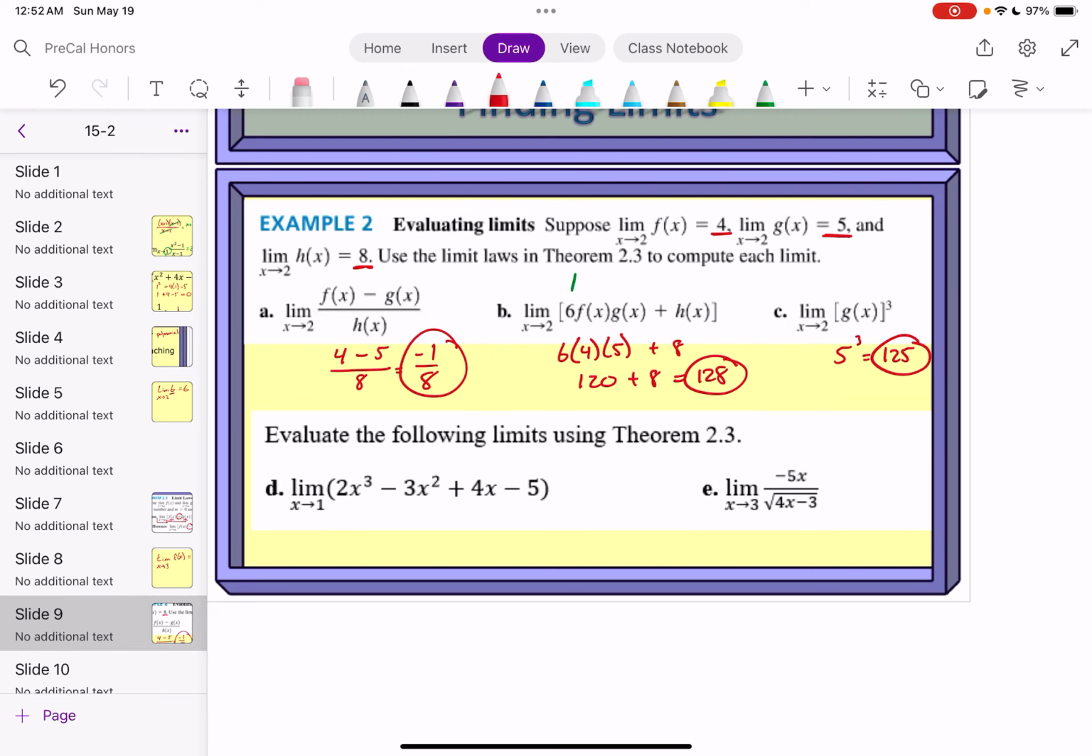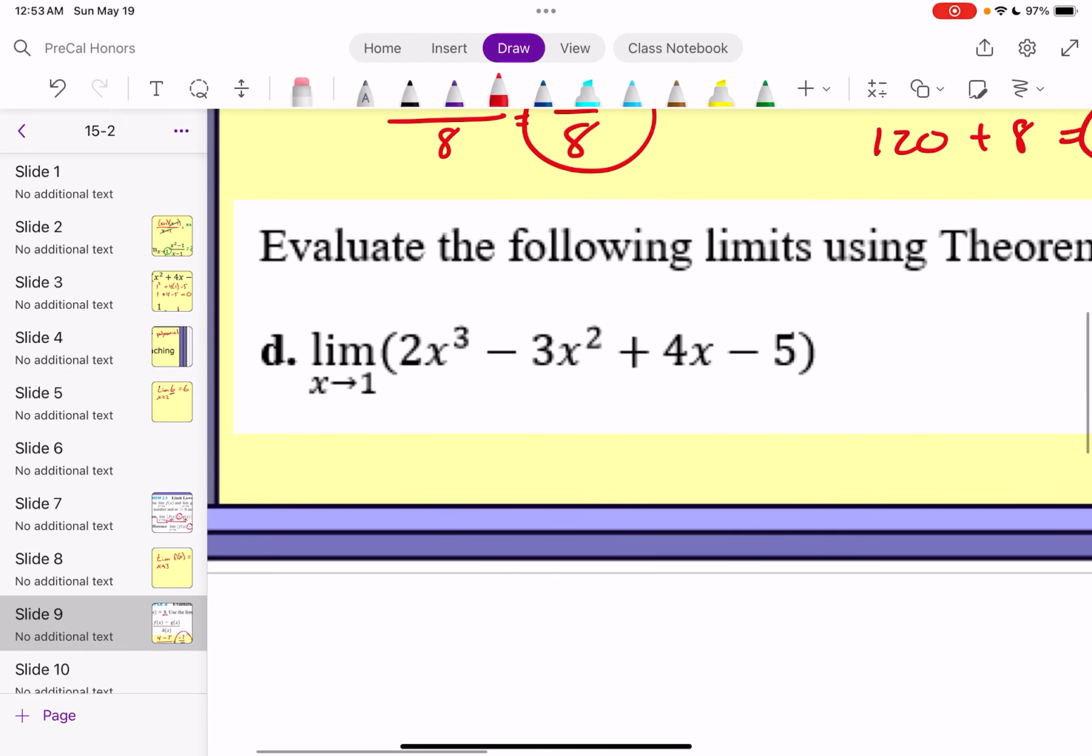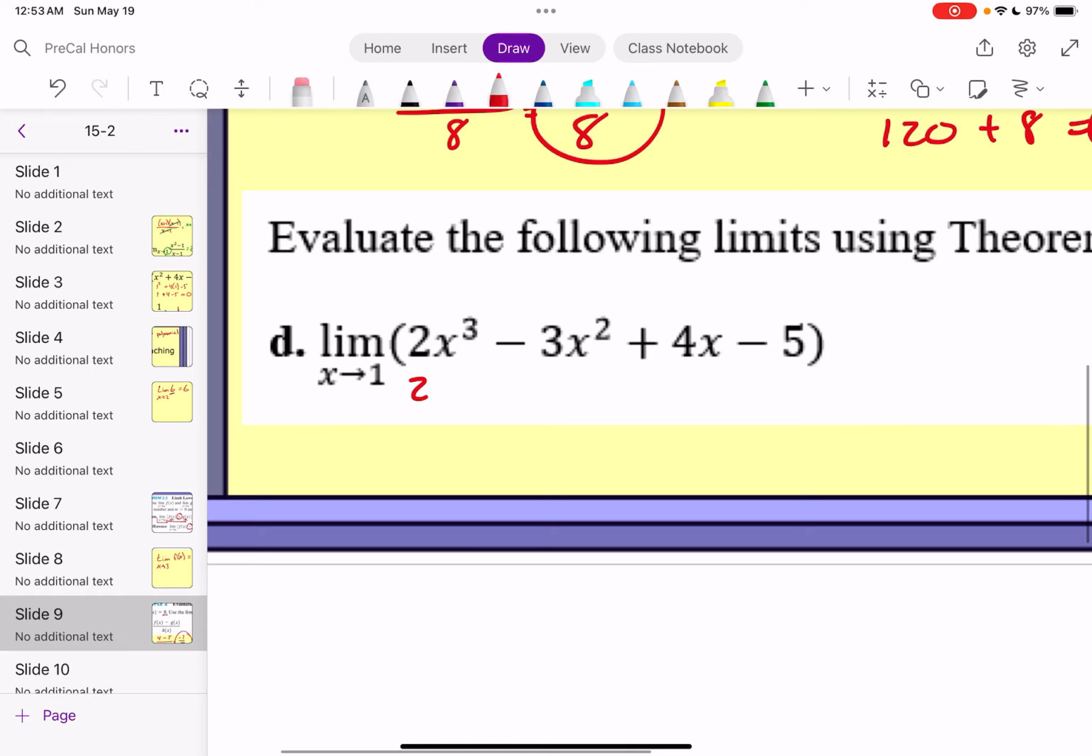Now, in examples D and E, notice they do not provide the values for a function. They just go ahead and give you what x is approaching. In this case, you would go ahead and plug into these equations. So 2 times 1 to the third power minus 3 times 1 to the second power plus 4 times 1 minus 5.